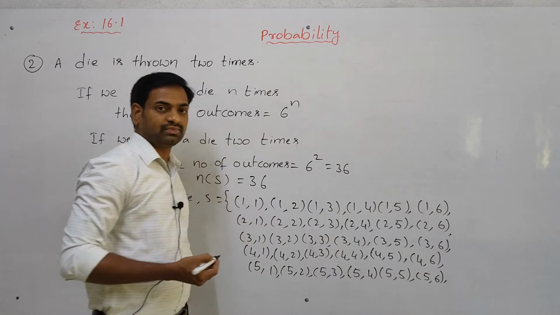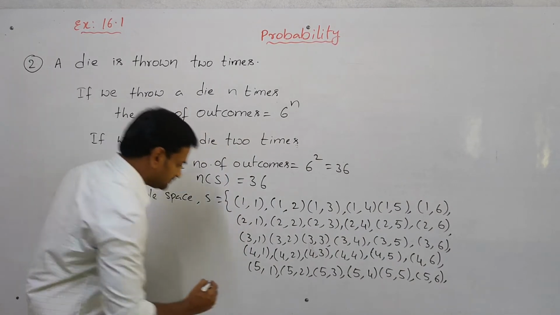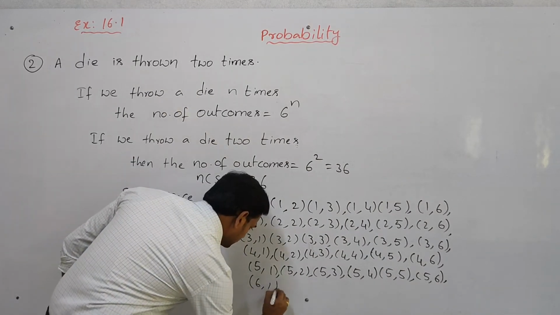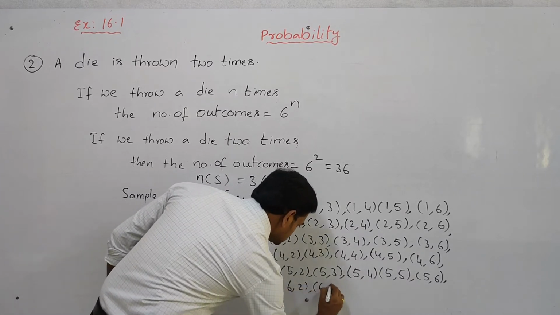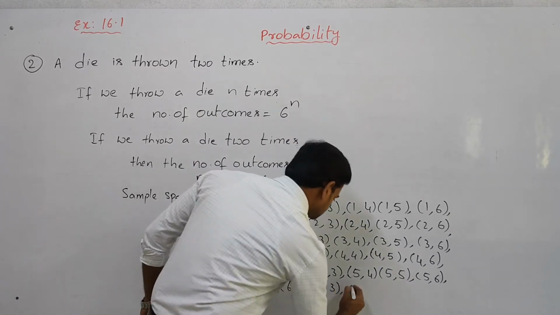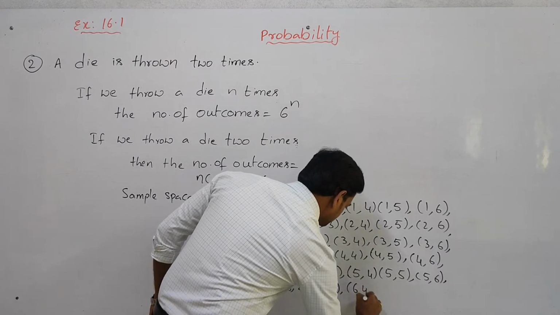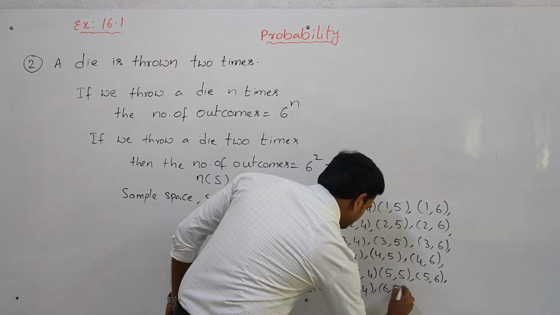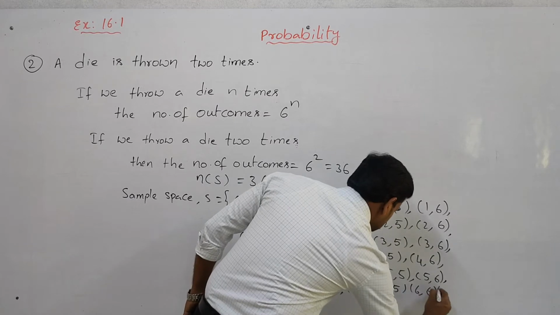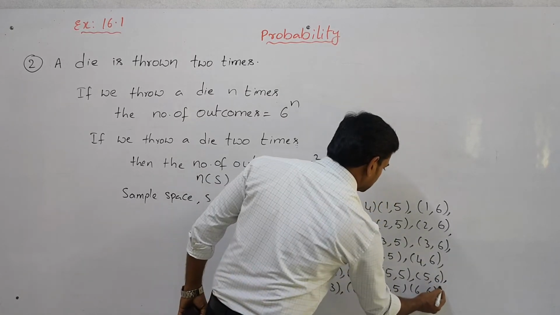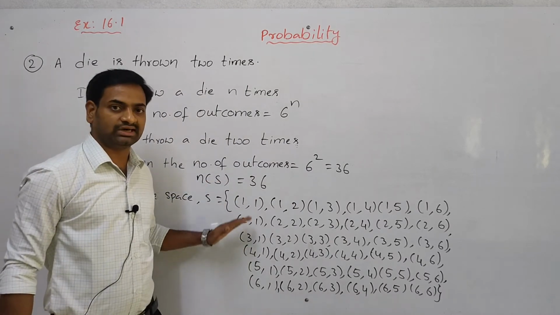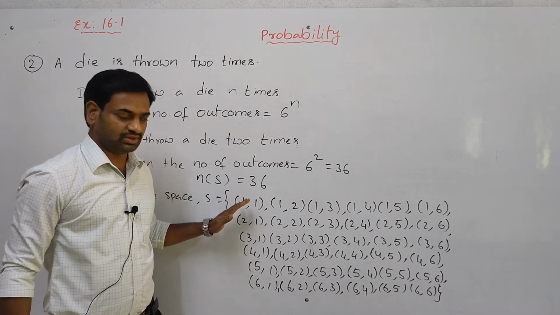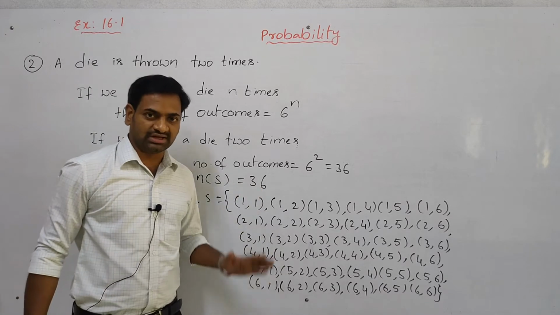At last with 6: (6,1), (6,2), (6,3), (6,4), (6,5), (6,6). Close the bracket. Now check once. If you count all, there are 36. 36 ordered pairs are there.